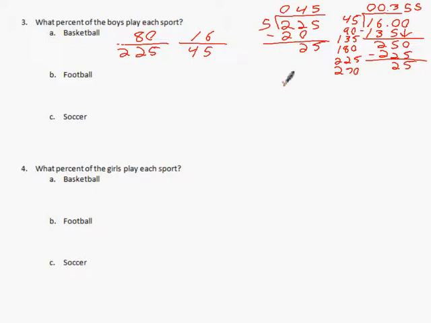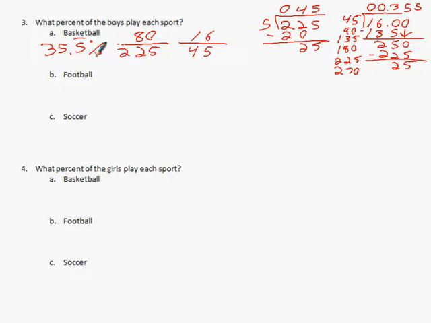So I have 0.355. The 5 is repeating. Move the decimal over twice, 35.5 repeating percent. Alright, so 35.5 repeating percent for that one.